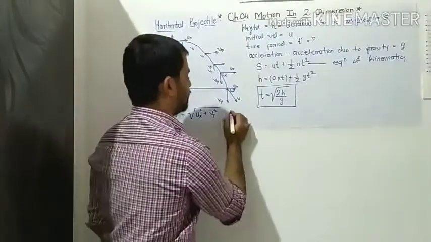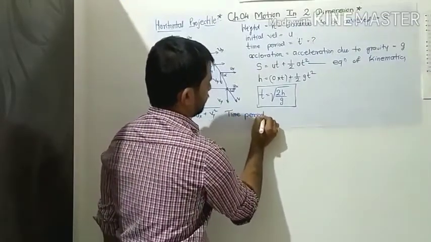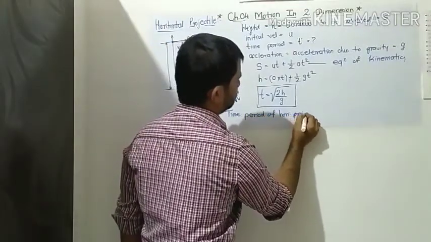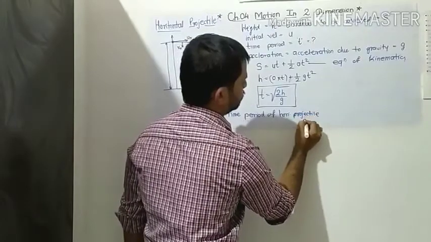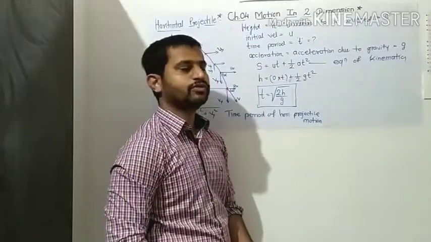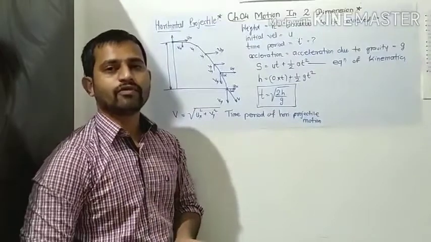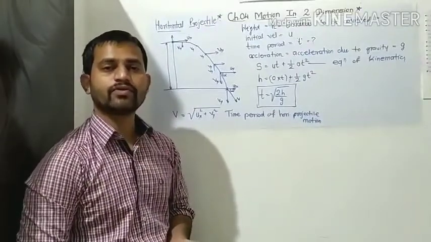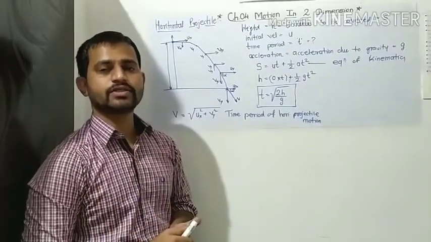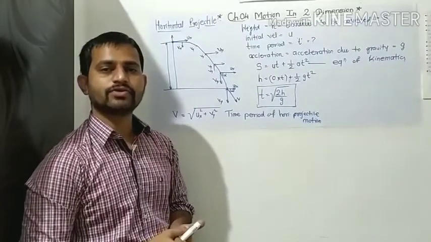This is the time period for the horizontal projectile motion. Now if we have to find the range, the range is nothing but the distance. And how to calculate the distance? Distance is equal to velocity into time.